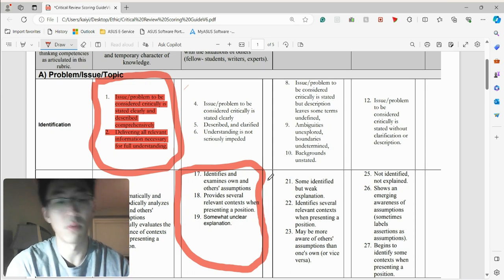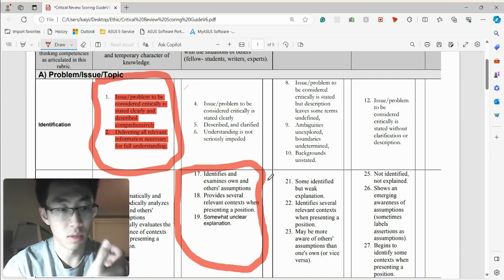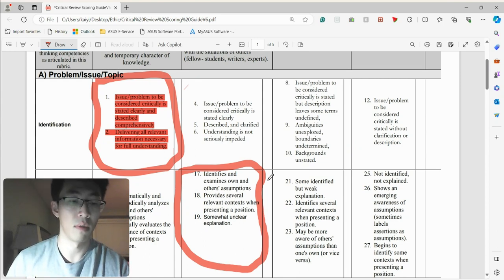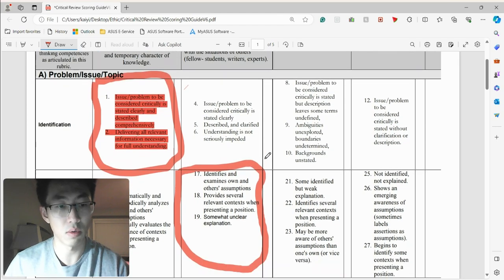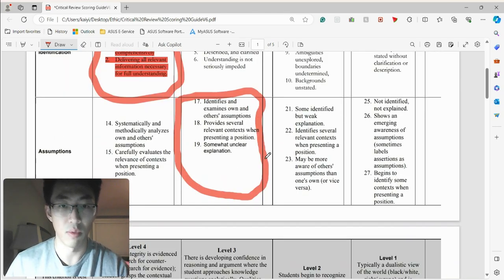I've given an example from different periods of time, from medieval, World War II, the modern age, and a little bit of forecast in the future, with different perspectives. Now, moving on to the assumptions. I would give myself a level 3.